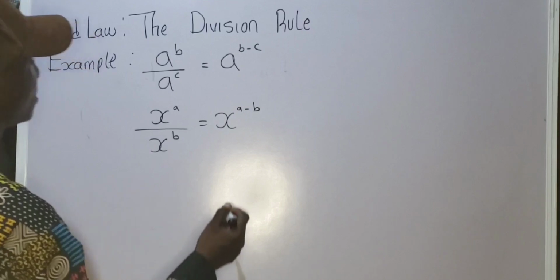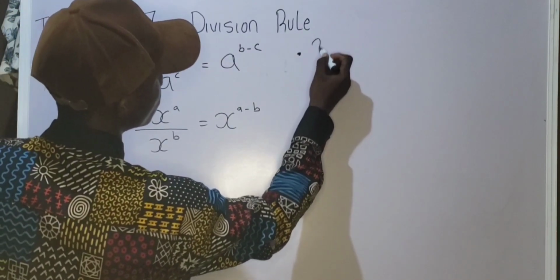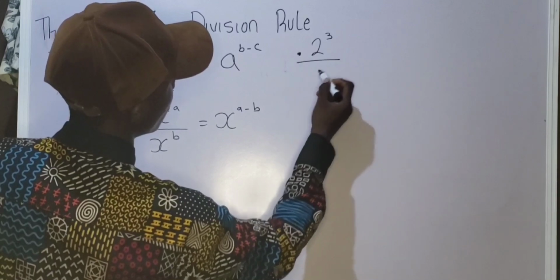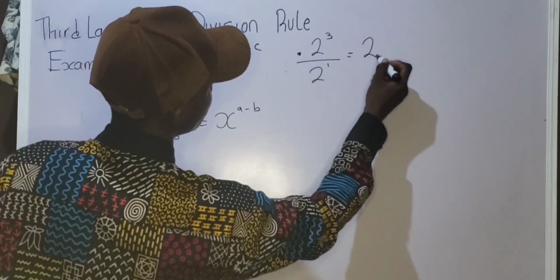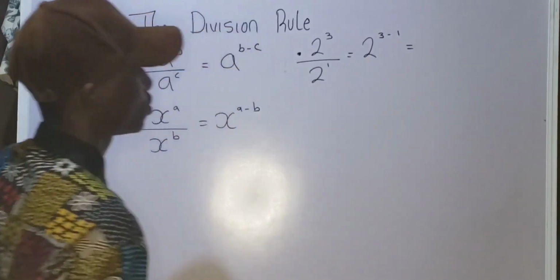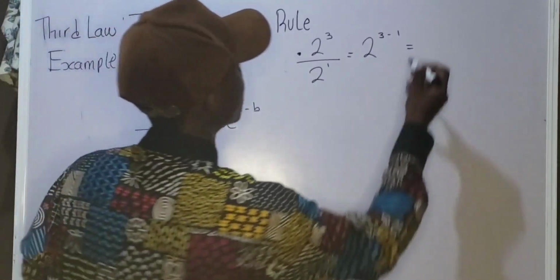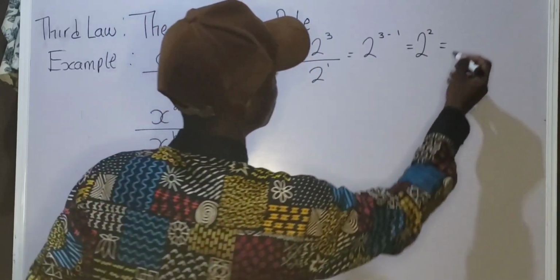So now let's try this. If we have 2 raised to the power of 3 all over 2 raised to the power of 1, this is equal to what? 2 raised to the power of 3 minus 1. So 2 raised to the power of 3 minus 1, that is 2 raised to the power of 2. 2 raised to the power of 2 is what? 2 times 2, that is 4.